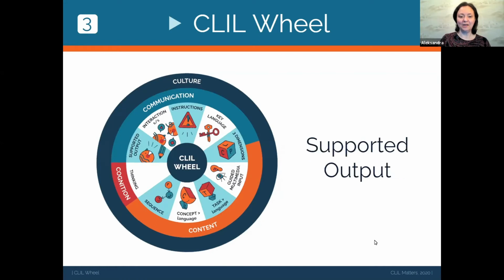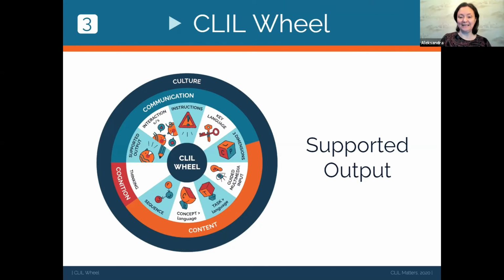The last one here is supported output. And by output, I often mean speaking and writing, but output can also be drawing or making a model or preparing a presentation, like a PowerPoint presentation. But even if it is something like that, like a model or a presentation, I want my students to be able to talk about that model or mind map or a presentation or write about that.